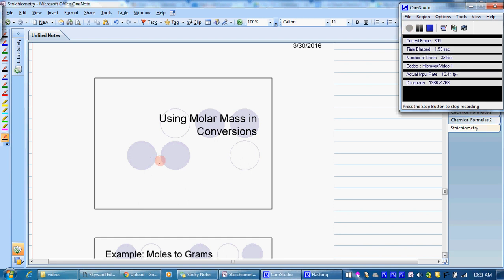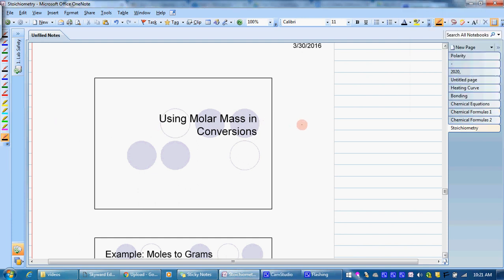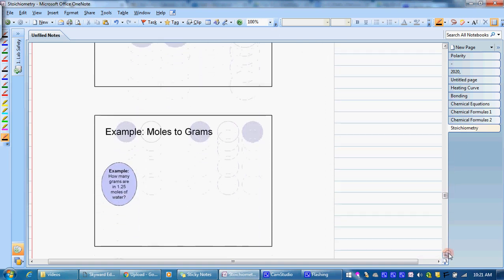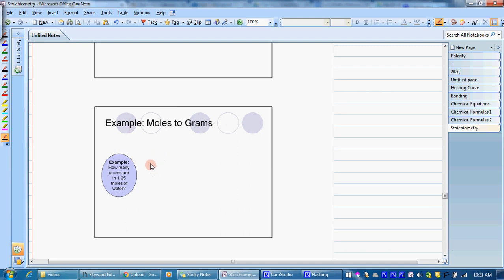Now we're going to talk a little bit about how you use molar mass in your conversions. So again, we have to remember that 1 mole is going to be equal to our atomic mass. And then that conversion factor we're going to be able to use to do some more dimensional analysis. So here it's telling us that we have 1.25 moles of water. And that's what we're going to start with.